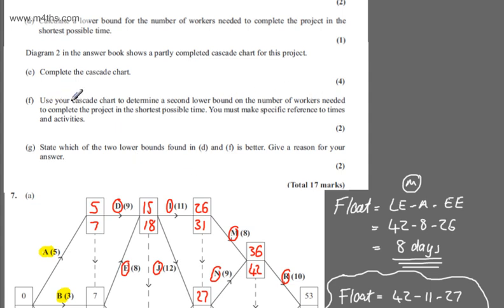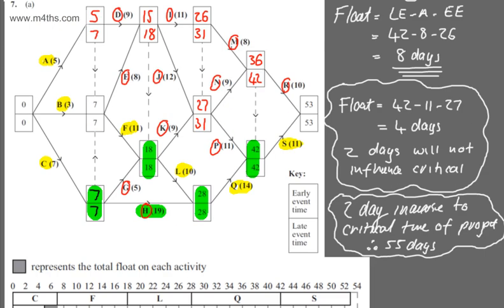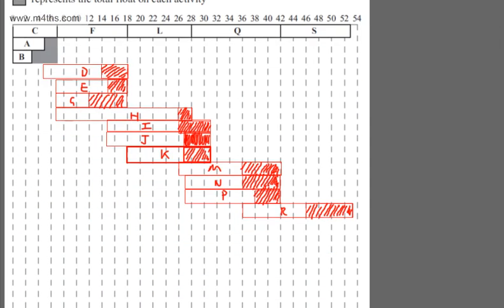In part F, for 2 marks, use your Cascade chart to determine a second lower bound of the number of workers needed to complete the project in the shortest possible time. You must make specific reference to times and activities. Okay, so we are being asked a question like that. What I'm going to do is take my ruler and now read from left to right.